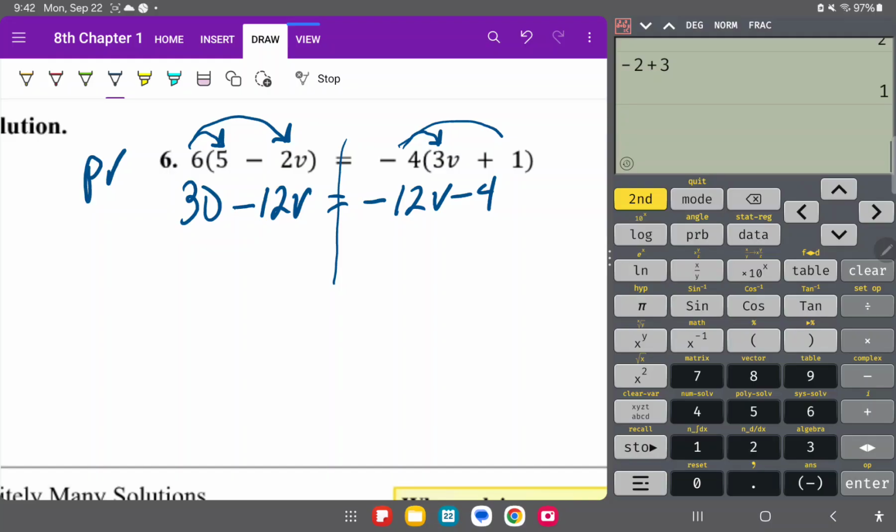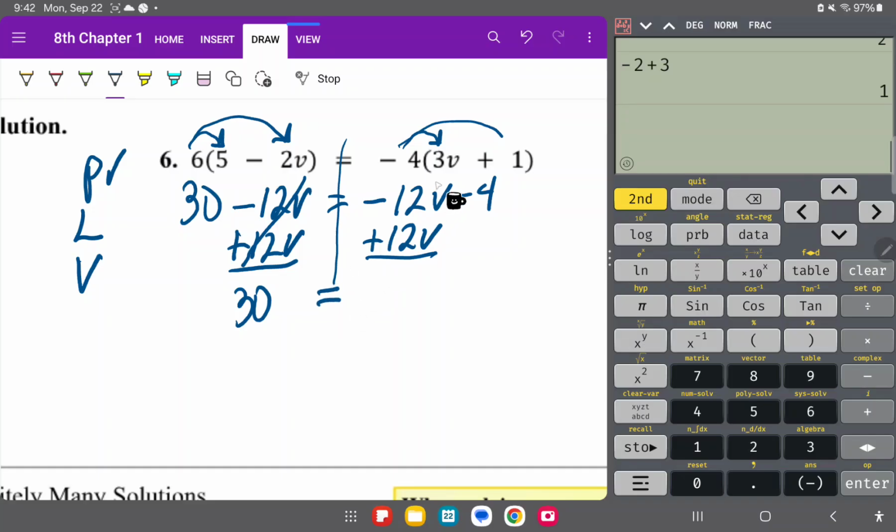Okay, so now we want to deal with the like terms. Don't have any. We want to deal with the variable term. So we're going to take this variable term over there. So you do the opposite sign. So over here, that cancels out. We're left with 30. Bring down your equals. This cancels out. Bring down your negative 4.